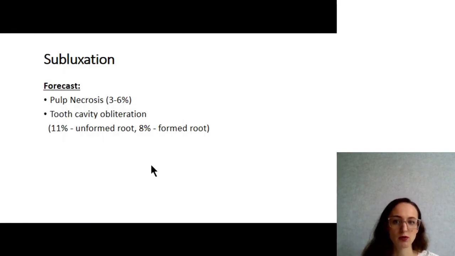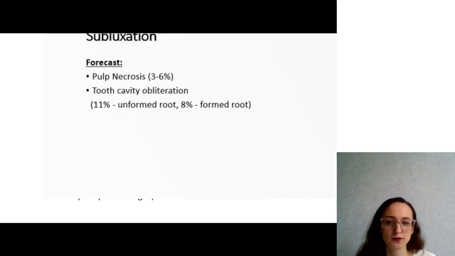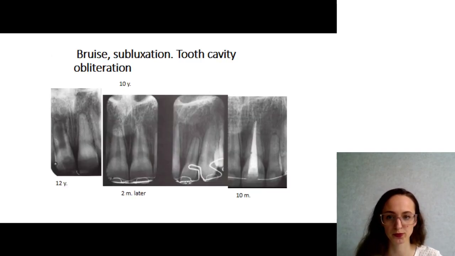Subluxation caused pulp necrosis in 3 to 6%. Tooth cavity obliteration occurred in 11% with unformed roots, and 8% with formed roots. X-rays and results, please look. Tooth cavity obliteration.